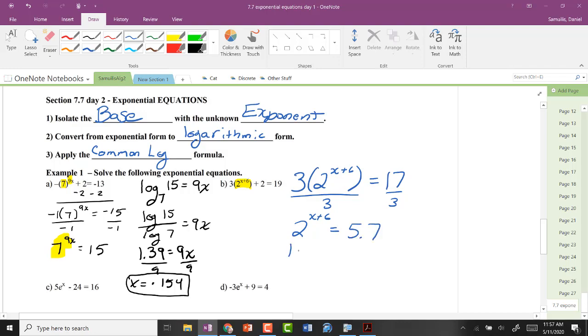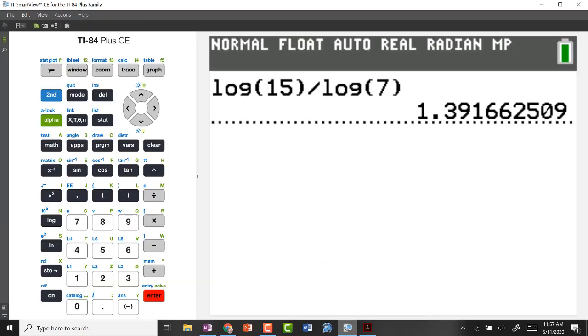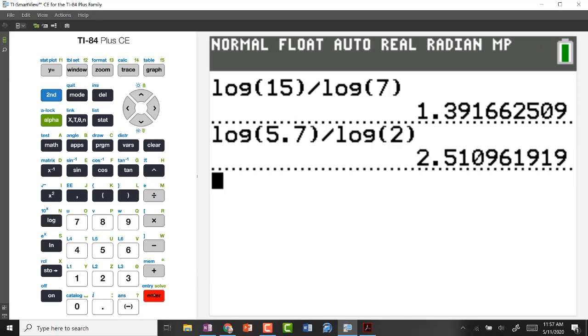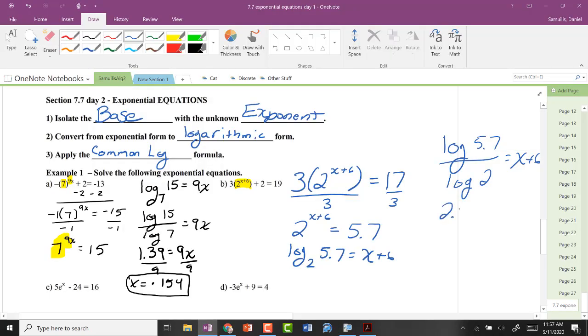Now we'll convert to a logarithm. Log base 2 of 5.7 equals x plus 6. So you apply the common log formula. So log of 5.7 divided by the log of 2 equals x plus 6. So once again, type that in. So log of 5.7 divided by the log of 2 is 2.51. So 2.51 equals x plus 6.